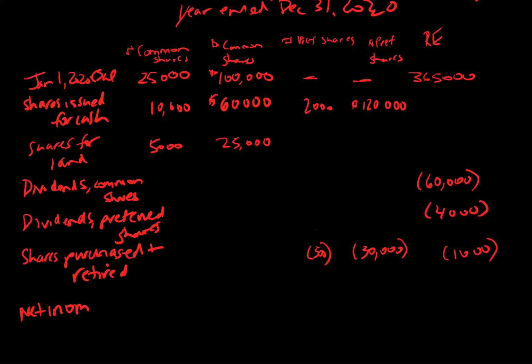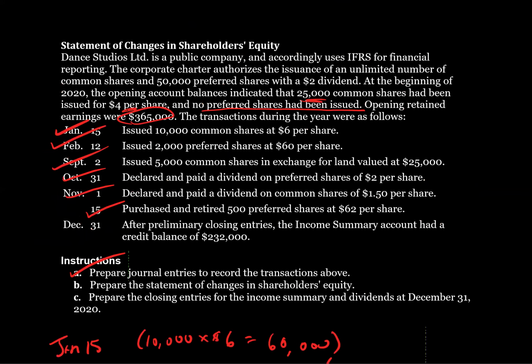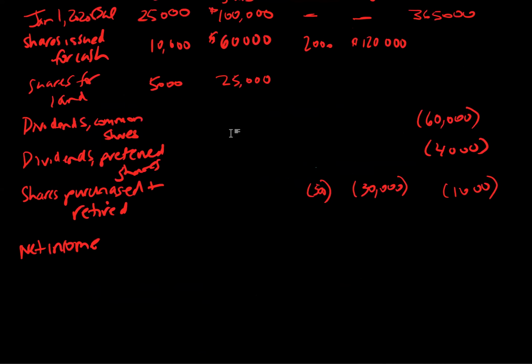Now, where are we getting net income from? Let's take a look up in the question. Remember this amount that I said we didn't need to journalize, where it says after the preliminary closing entries, the income statement summary had a credit balance of 232. This is how we close out our GL system. So this is basically saying that we have income year to date of 232, but we haven't closed it to retained earnings yet because we haven't closed out the GL. So that means, though, that in the statement of changes, of course, we're going to have net income of 232,000 because, of course, we're going to close that statement out.